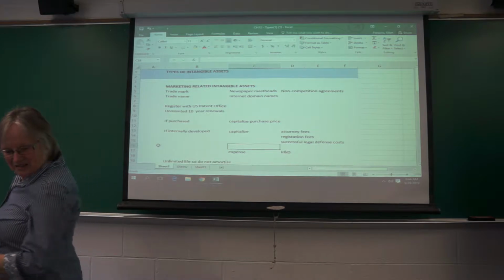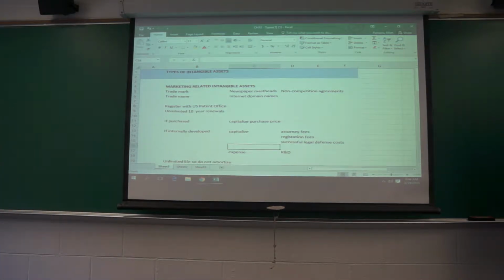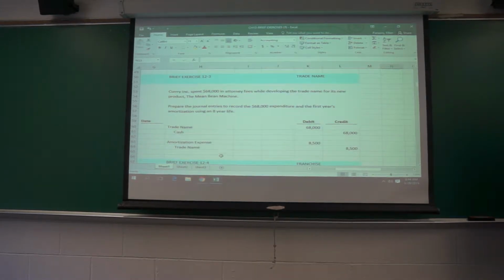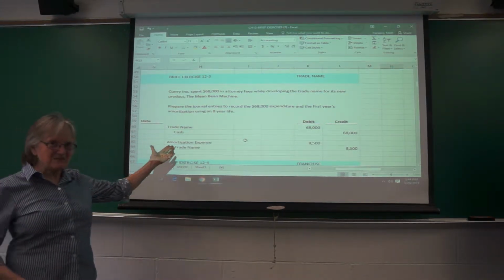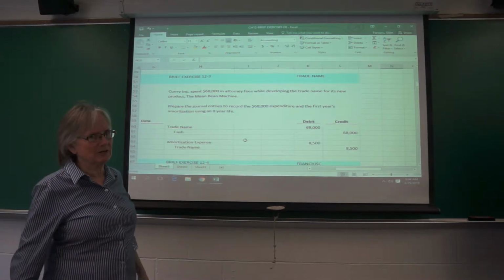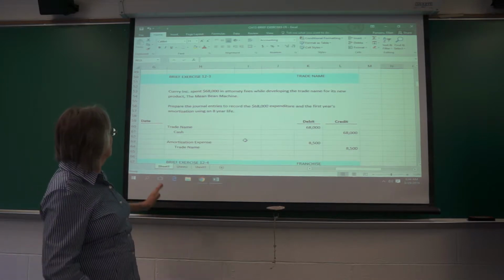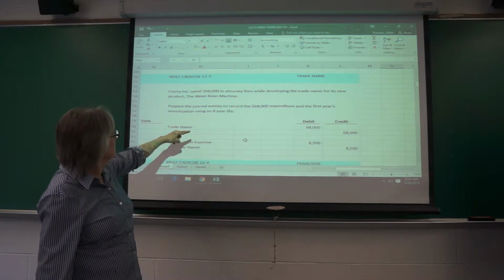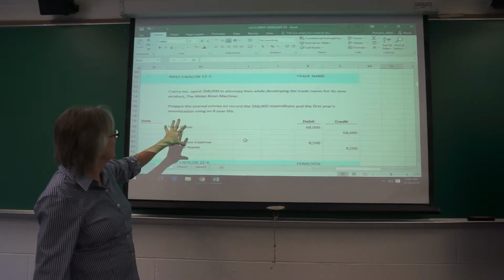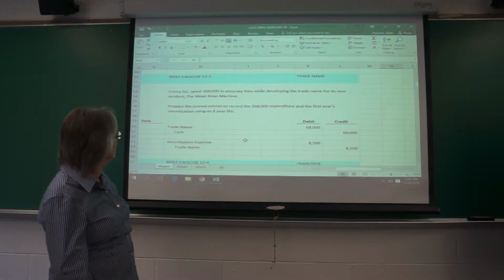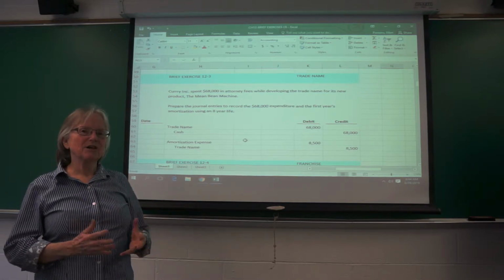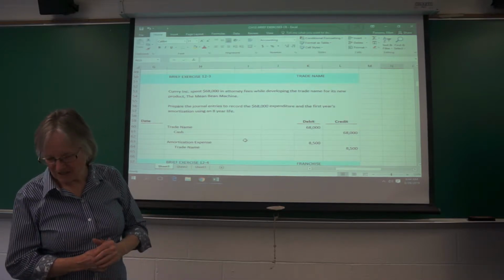Okay, so if we look at brief exercise 12.3, and sometimes it's nice just to look at these as you go along. And you can see here's a trade name, 8-year life. Okay, so the Mean Bean Machine, maybe it did have an 8-year life because I've never heard of it. But anyway, so capitalize the trade name. That's the attorney, I'm sorry, it was not a purchase, it was the attorney fees associated with it, and then amortize over its useful life. If it's an unlimited life, it's just going to be tested for impairment annually.